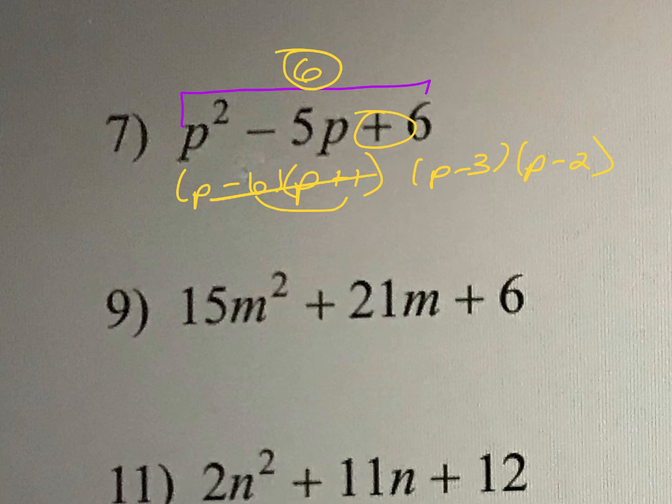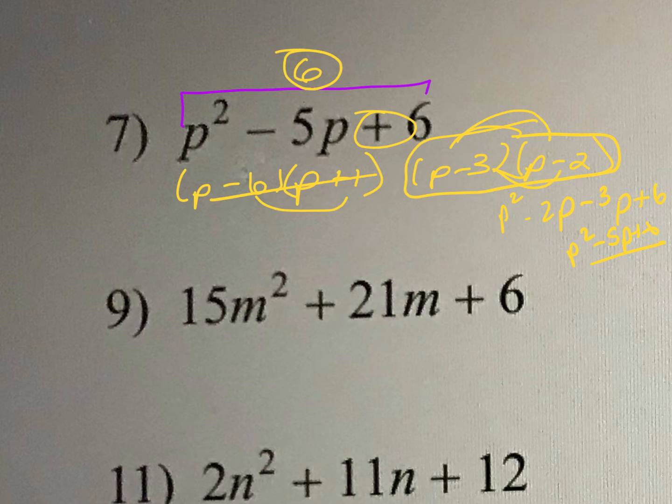Yes. FOIL this out. P times P is P squared. P times negative 2 is negative 2P. Negative 3 times P is negative 3P. Negative 3 and a negative 2 is plus 6. And then when we simplify, we should get what we started with. So we are good to go right here with our factors. Now, if we were going to solve, what would we do with each parenthesis? Set it equal to 0.